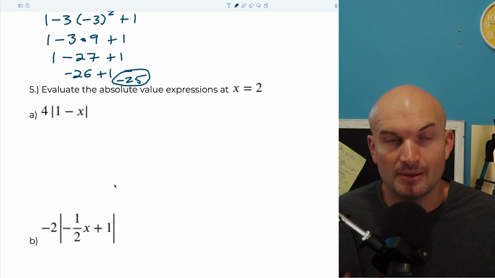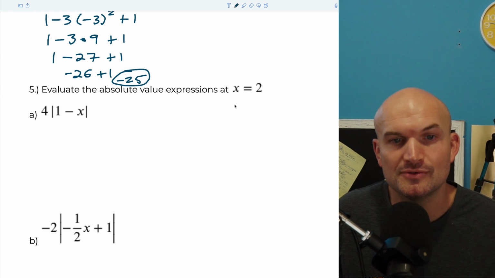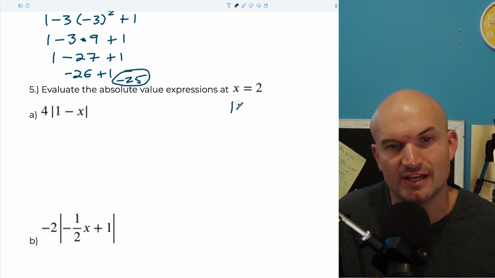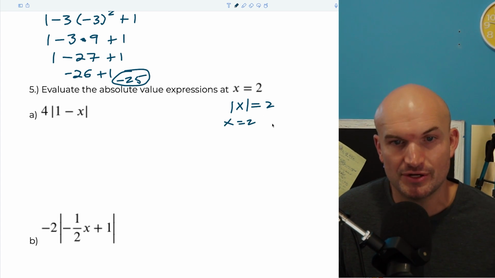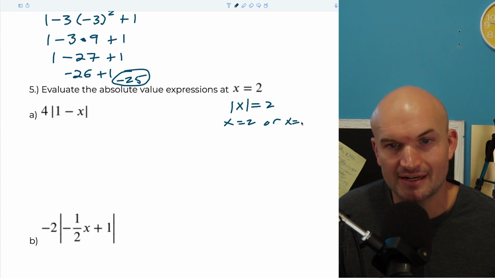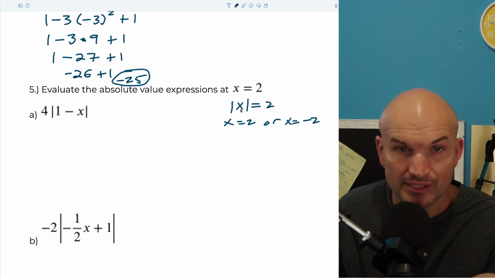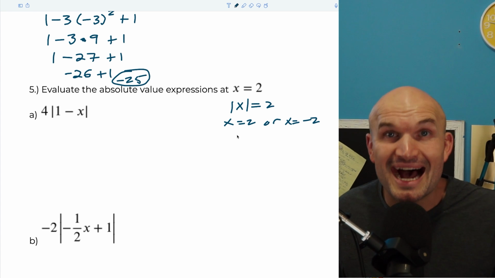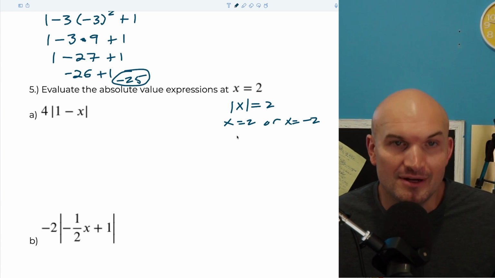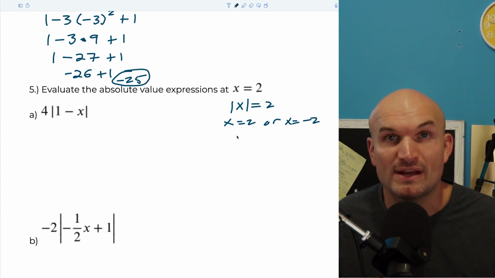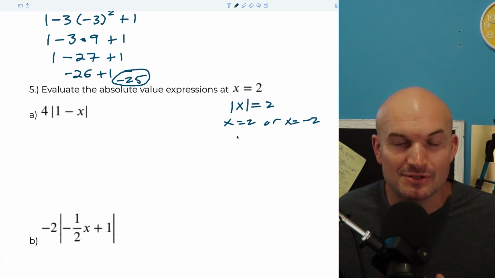So a couple things I want you to remember about the absolute value. When I have the absolute value of x equal to 2, what that means is x could equal +2 or x could equal -2, right? Because whenever you take the absolute value of a number, it's always going to turn it into the positive distance away. The definition of the absolute value means the absolute distance away from 0. So it could be in the positive or in the negative direction. It's just talking about the absolute distance away from 0.